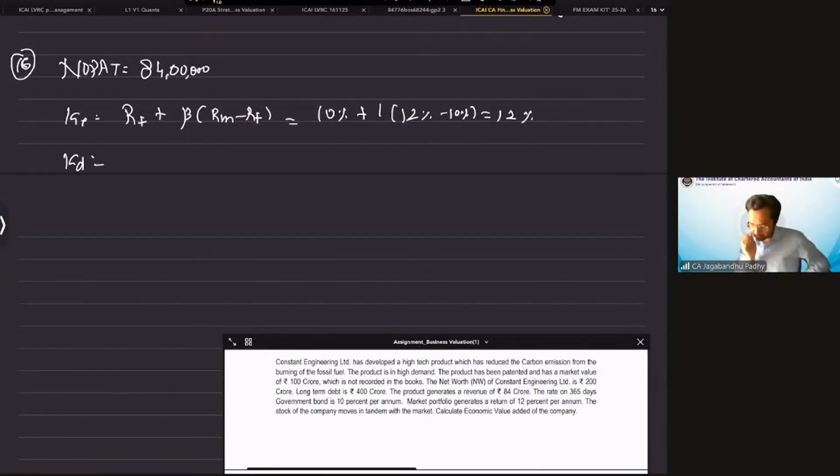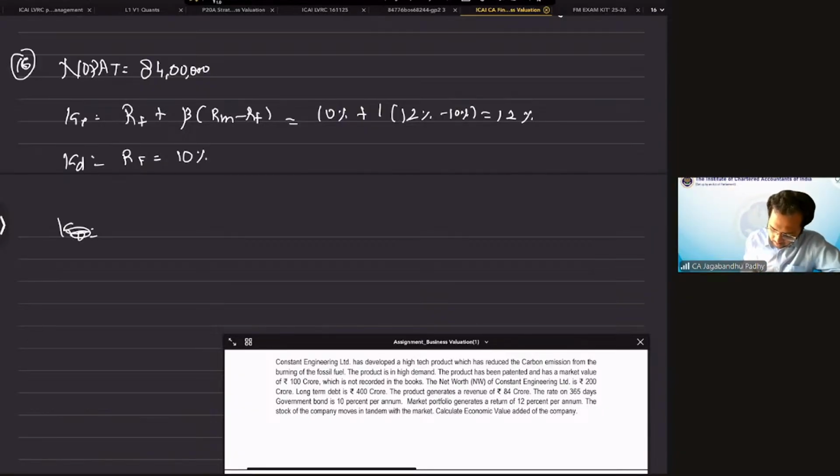What about cost of debt? What will be the cost of debt? Long-term debt amount is given, but cost of debt is not given. So we'll assume that cost of debt is the same as your risk-free rate, which is 10%. Okay, if no information is given, you can definitely assume that the risk-free rate is the same as the cost of debt. Now we can get the KO, or the weighted average cost of capital, right?